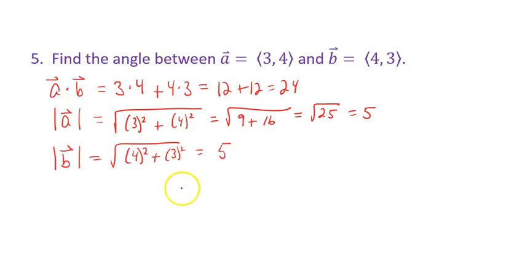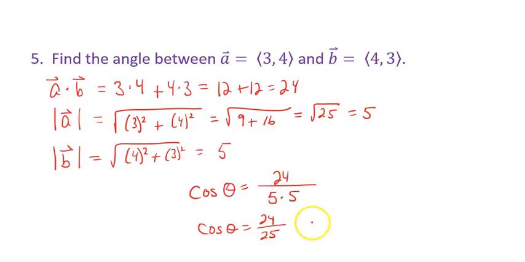So now we go back to our formula, which says the cosine of theta is equal to the dot product of the two, which was 24, over their magnitudes multiplied together. So I have the cosine of theta is 24 over 25. But the question wants to know the angle, not the cosine of the angle. So I have to think, how can I get that? And that's just doing my inverse. So cosine inverse of 24 over 25.